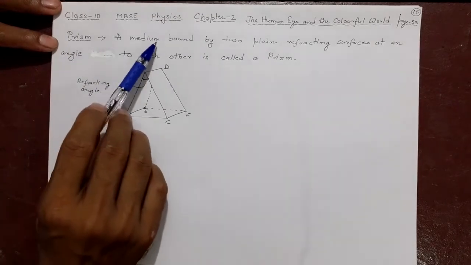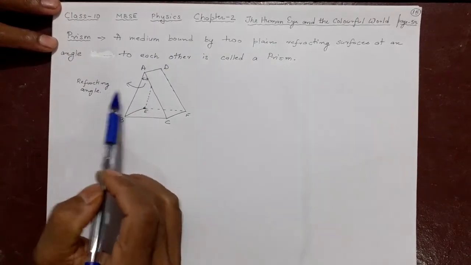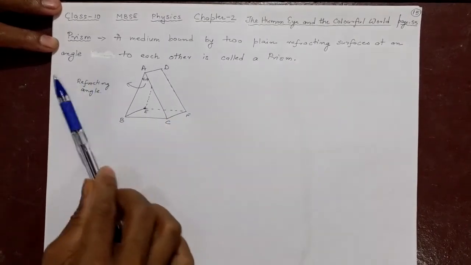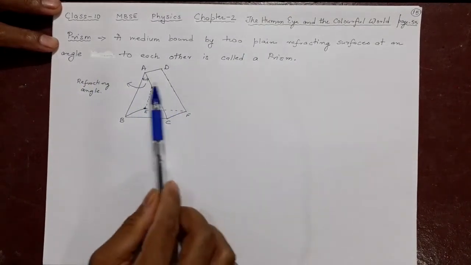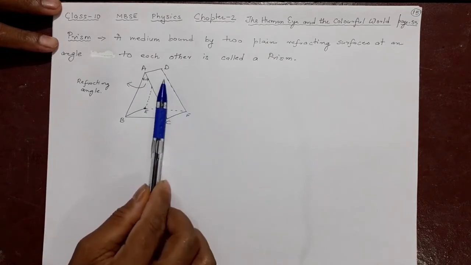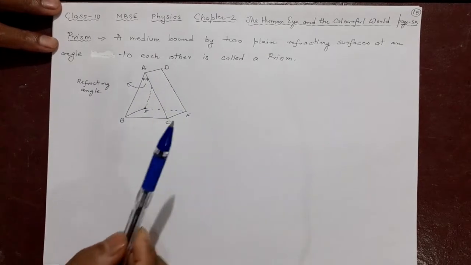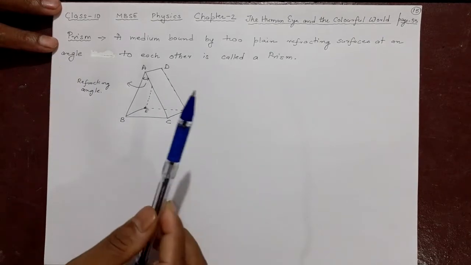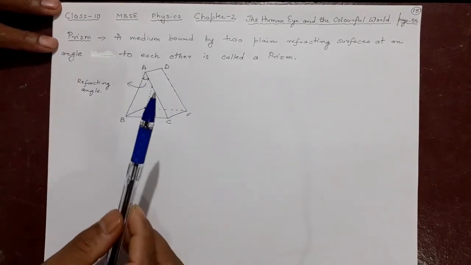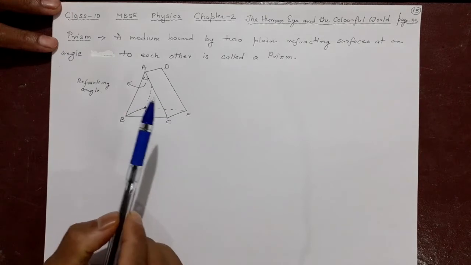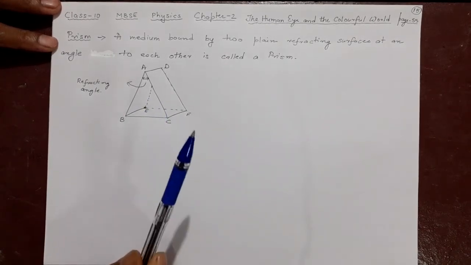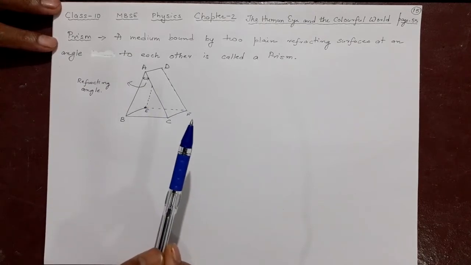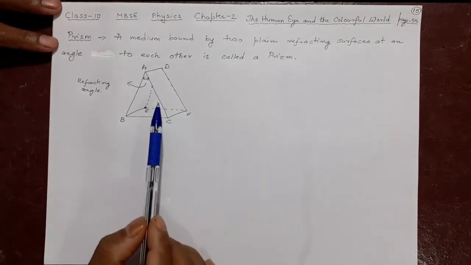A prism is a medium bound. Bound means surrounded by. Here this side is air, this side is air. Between them is the prism, which is actually glass. But a real prism may not be glass. It can be some other medium also. It can be made out of anything, like water. You can make an ice prism also. You can make a prism of honey also. You can make it of any other liquid, or any gas also. That is why it is defined very generally.